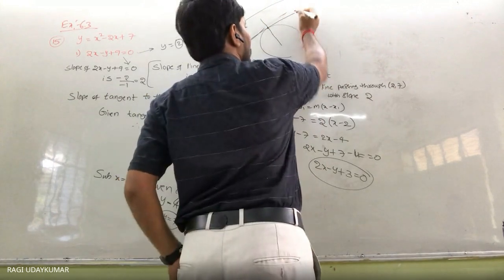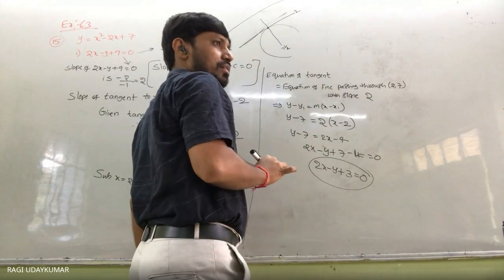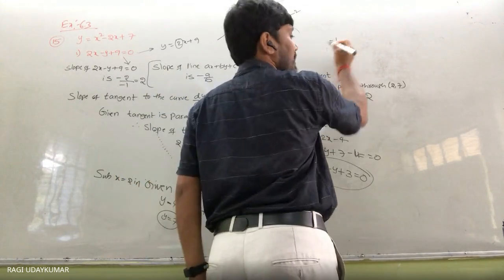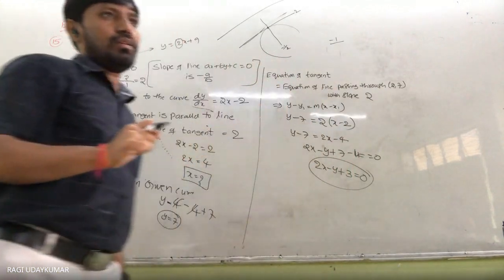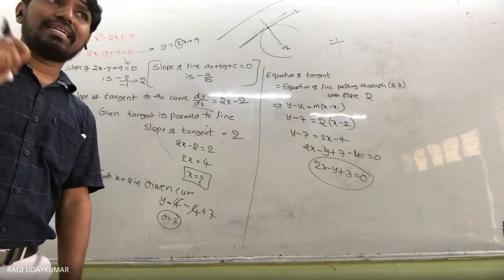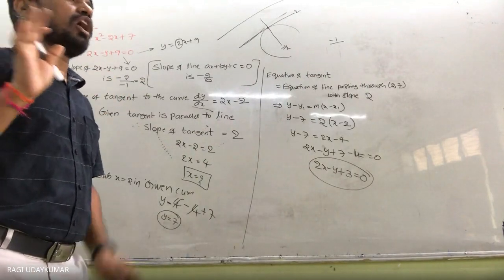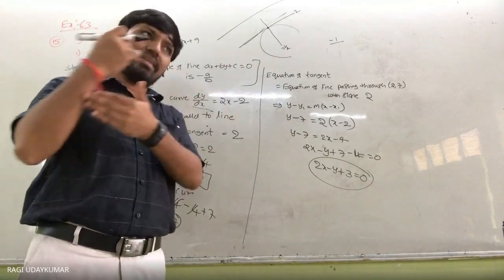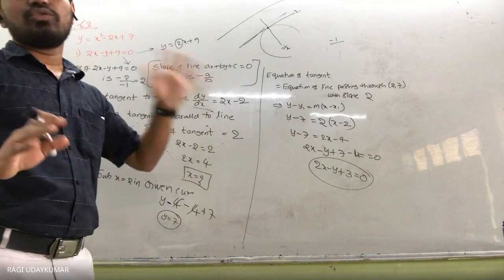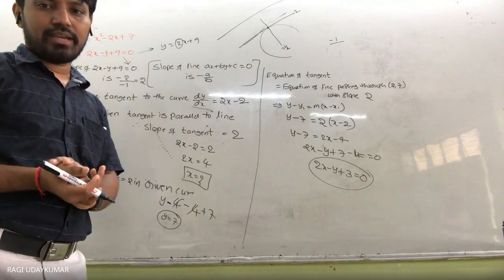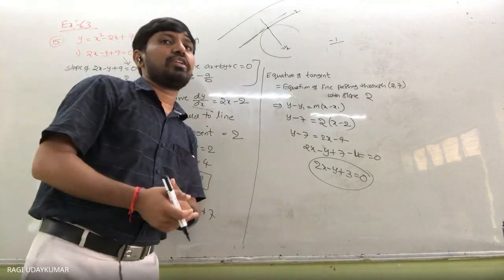इसका स्लोप 2 है तो इसका स्लोप -1 by 2 है ना. -1 by slope of tangent is slope of the normal. Normal का स्लोप क्या है? -1 by slope of tangent. Slope of tangent is 2, then -1 by 2. Okay, -1 by 2 लेके सब्स्टिट्यूट करके सिंप्लीफाई करो, इक्वेशन ऑफ ए नॉर्मल.